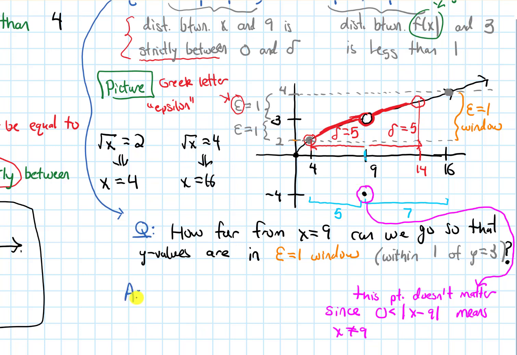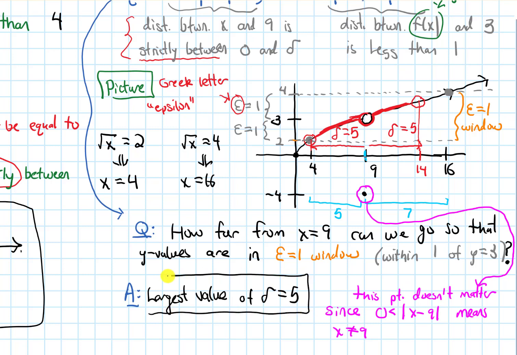So we're ready to state our answer. What was our largest value of delta? We had it a while ago, actually. We were just giving some more justification. Largest value of delta is equal to 5.